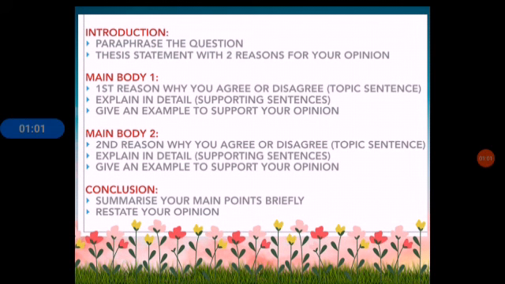The last one is the conclusion. Summarize your main points briefly and restate your opinion on the topic.